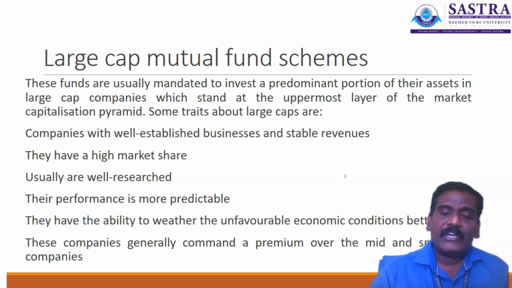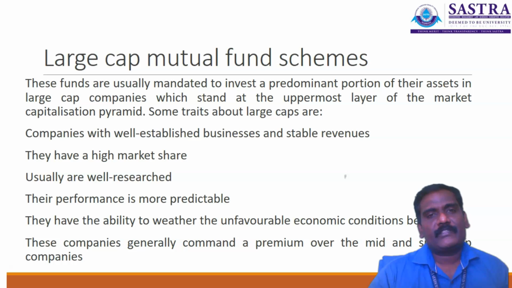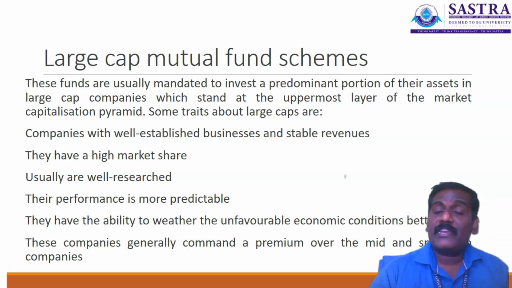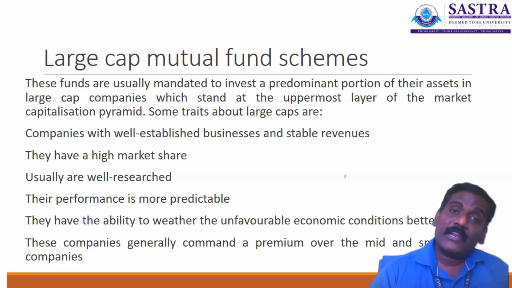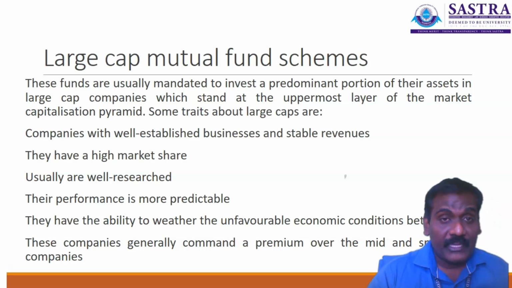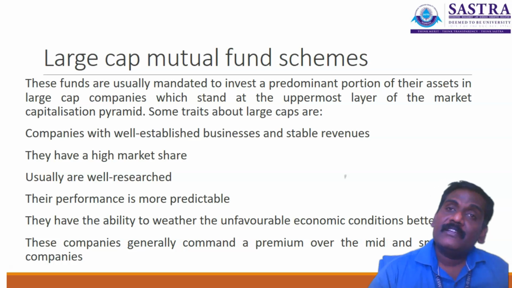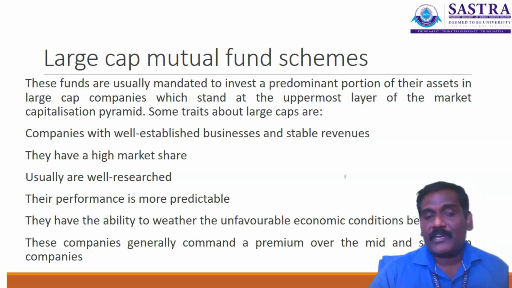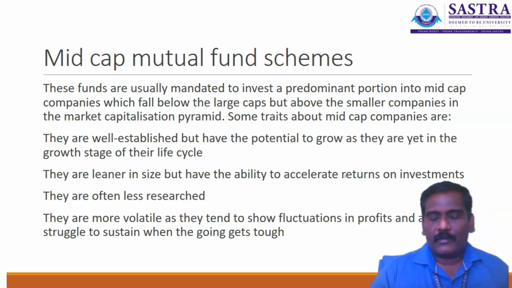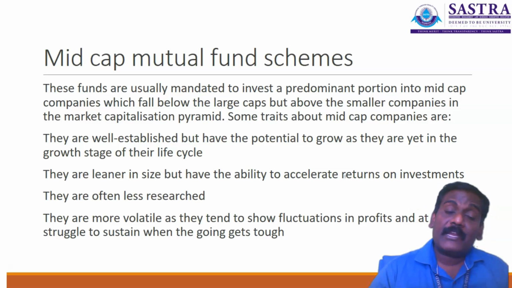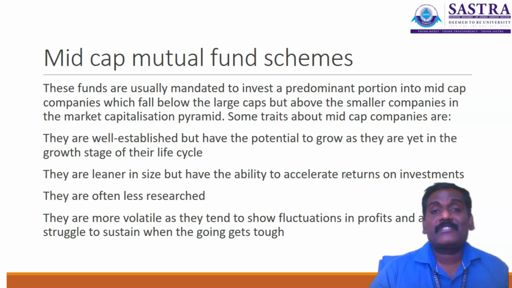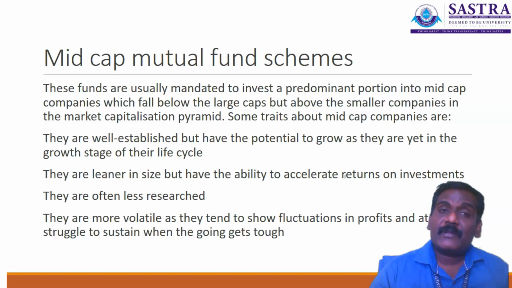They have the ability to weather unfavorable economic conditions. Even in unfavorable economic conditions, they are able to generate profit. Those are large capitalized companies. They are the companies that are determining the economic conditions, contributing more to economic growth. These companies generally command a premium over mid and small companies. Compared to that, these are the premium companies, large capitalized companies. The second one is mid-capitalized companies, or mid-capitalized mutual fund schemes, where this kind of scheme's investment is going to be proposed.